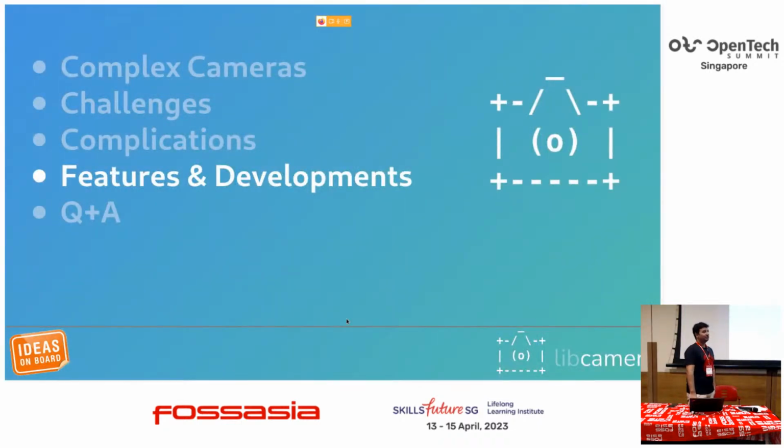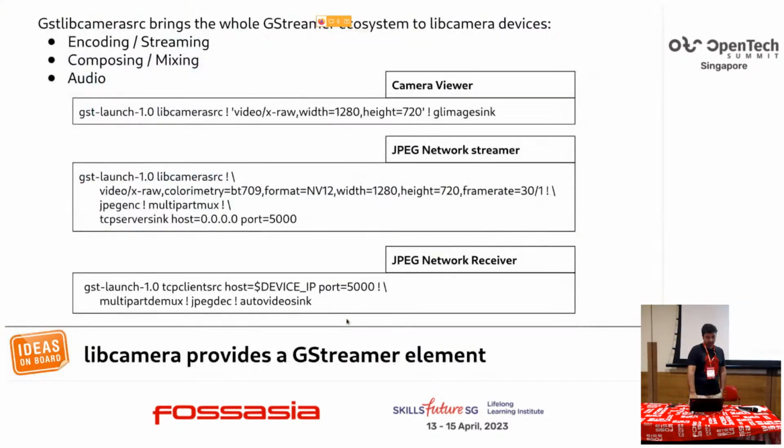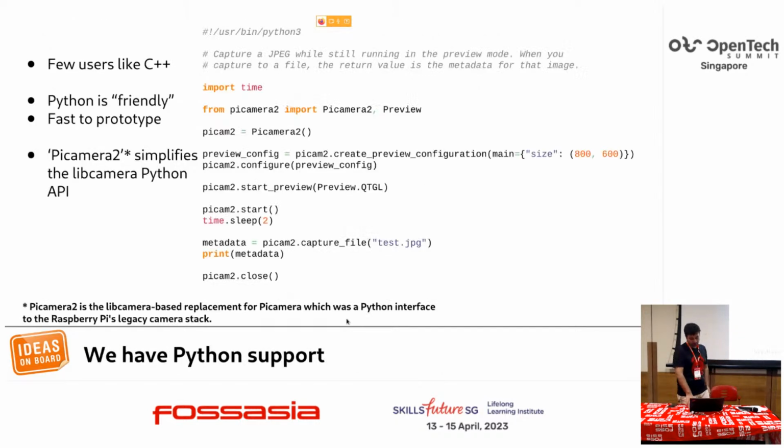So after all the challenges and complications that libcamera tries to address, these are some features and developments. Libcamera has a GStreamer element. That means you can use the GStreamer element to encode, stream, and mix with all the other GStreamer elements to get a pipeline working as you wish. The examples are a simple camera viewer, a JPEG network streamer, and the receiver as well.